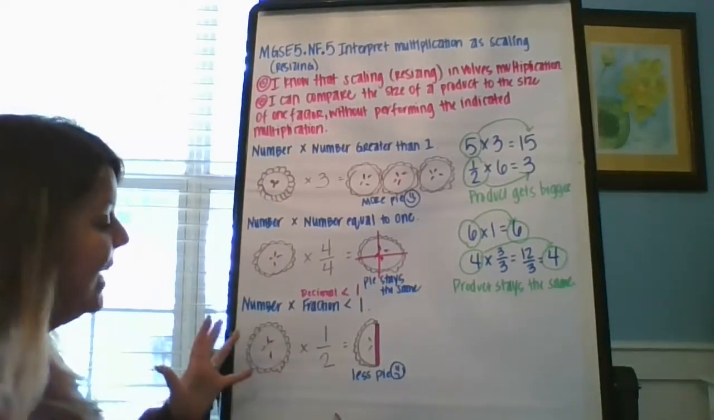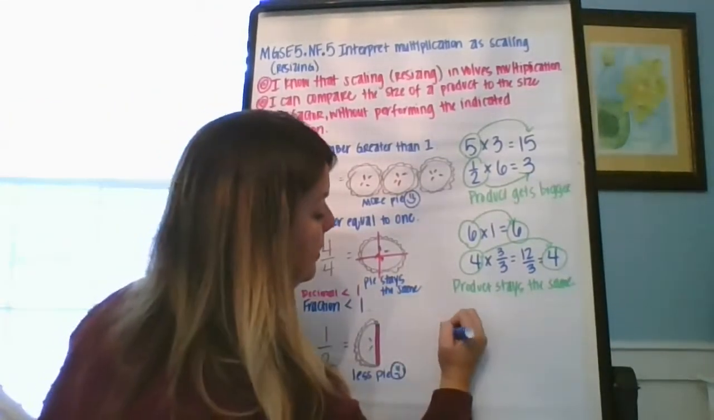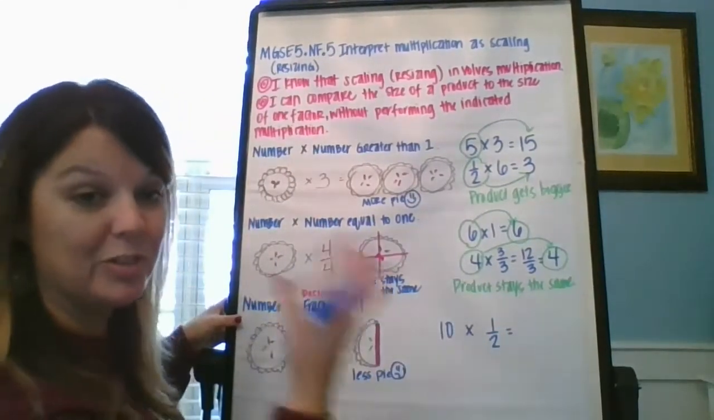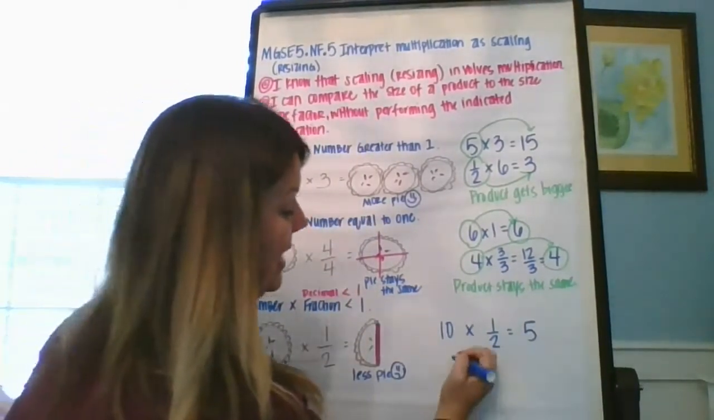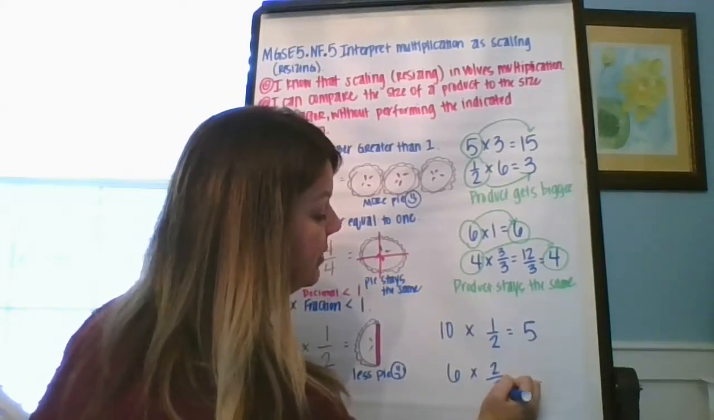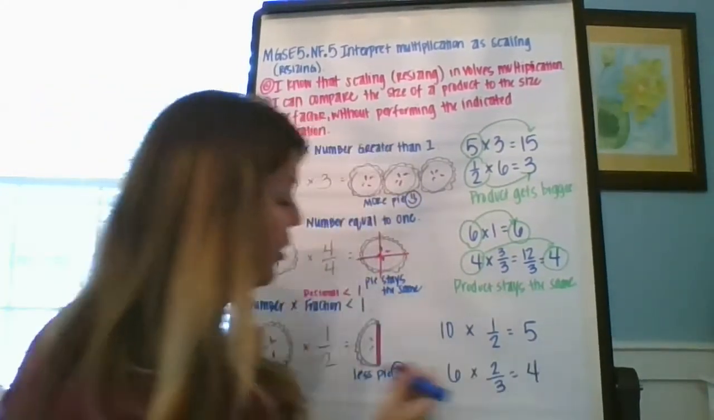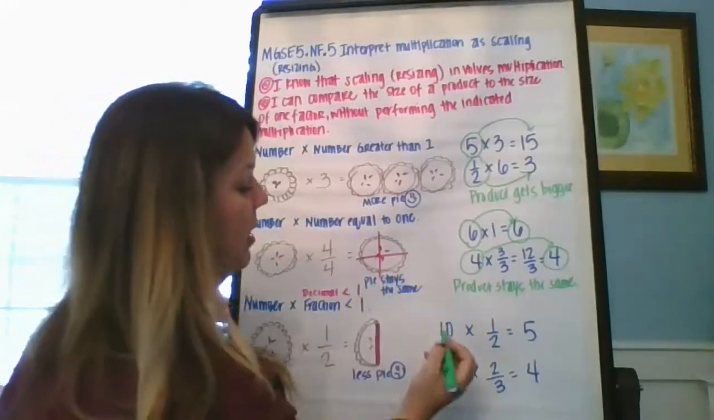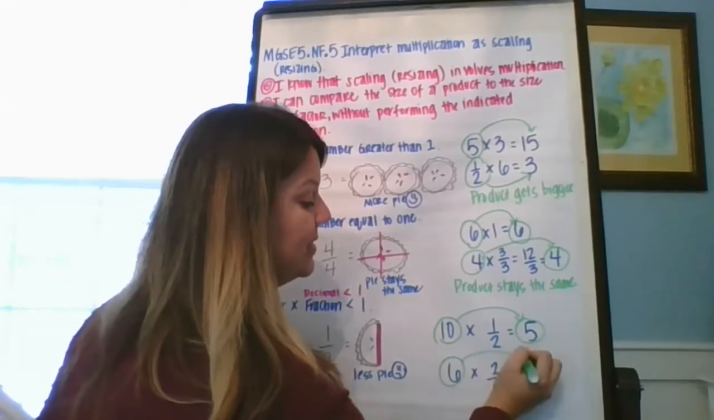That will apply to any numbers. So if we have the number 10 and you multiply it times a half, you are essentially dividing it by 2. You're taking half of the 10. So your answer is going to get smaller. Same thing if you had 6 and you multiplied it times 2/3. 1/3 of 6 is 2. 2/3 is going to be 4. Your answer is going to get smaller. Your product gets smaller.